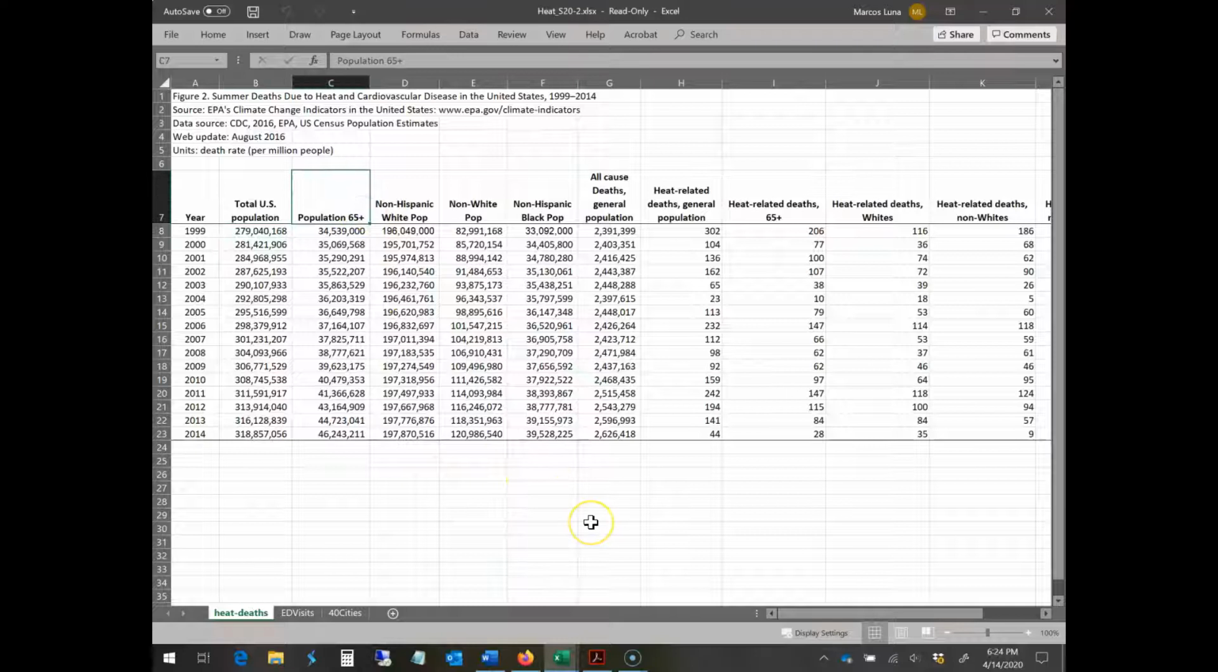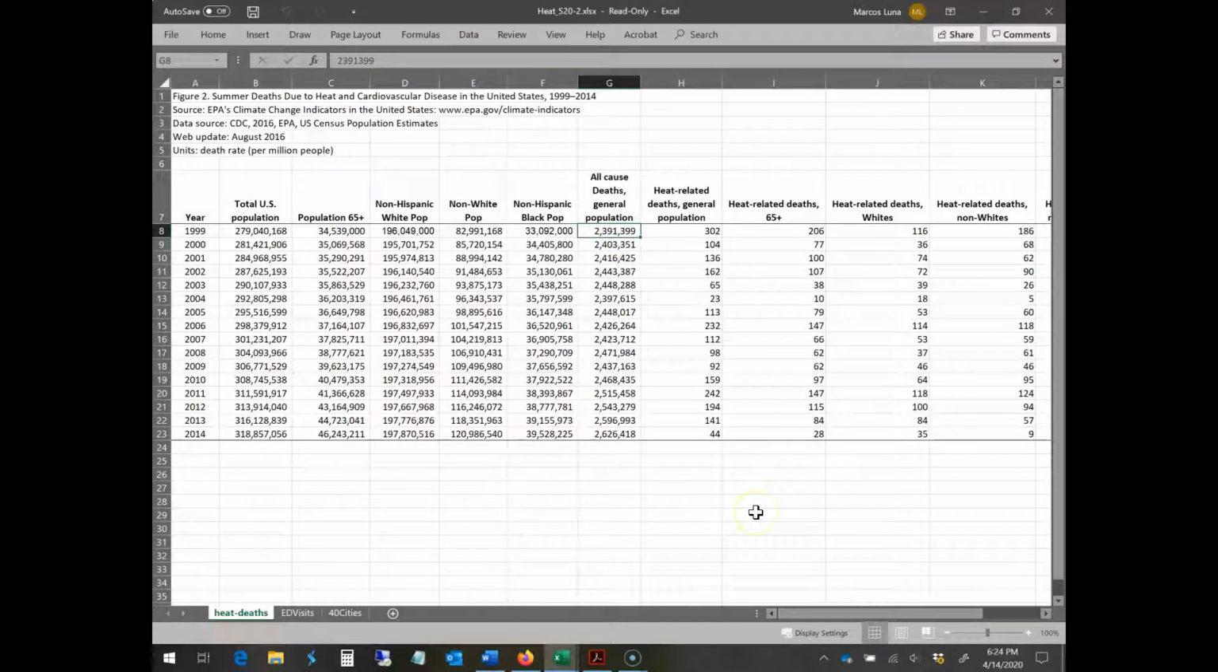We have separately the counts for subpopulations, like the population 65 years and older. So we can see that in 1999 there were about 34.5 million people in that population. And then we have the non-Hispanic white population, or the white population, the non-white or minority population, and then specifically the non-Hispanic black population or African American population. So we're going to work with these as our denominators. These are going to provide the basis of comparison, in terms of understanding what portion of the population was affected, but also to calculate our rates.